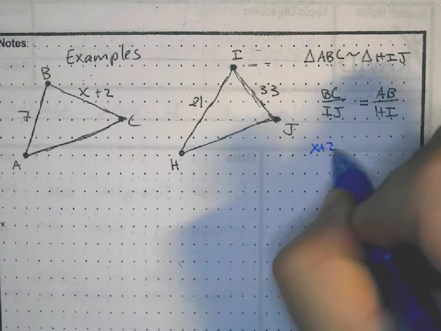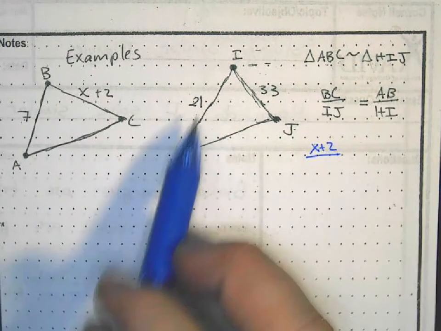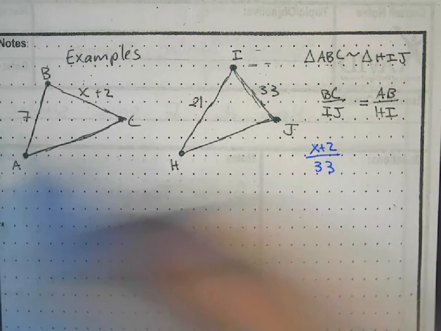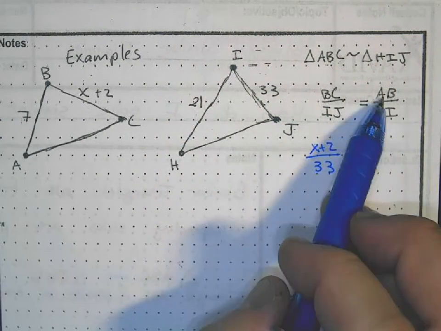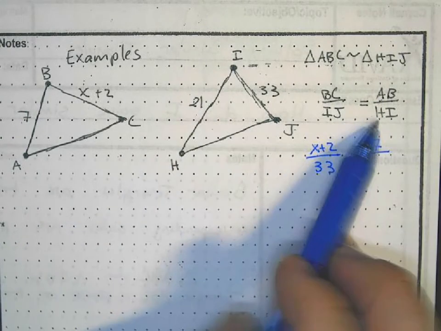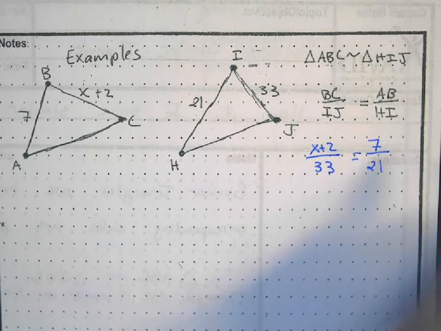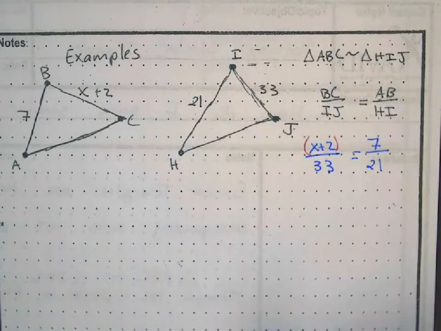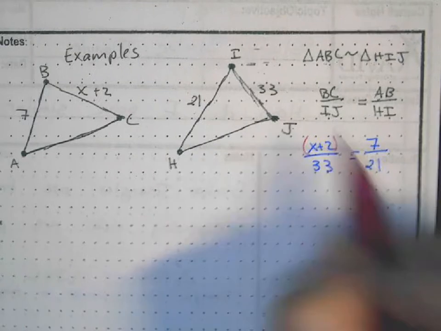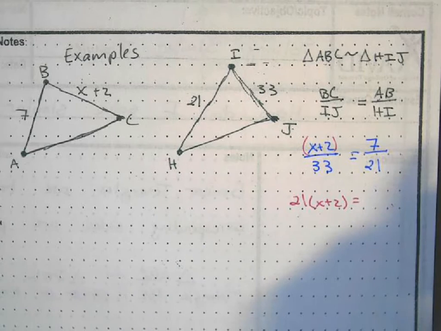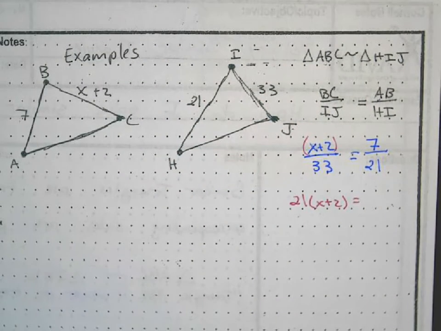So I'll have X plus 2, that's BC, IJ is over 33, and then it's equal to AB, which is 7, over HI, which is 21, like so. And now we just use our skills to solve these. I'll add my parentheses, and we'll start going through the motions. So I have 21 times X plus 2 is equal to 33 times 7.